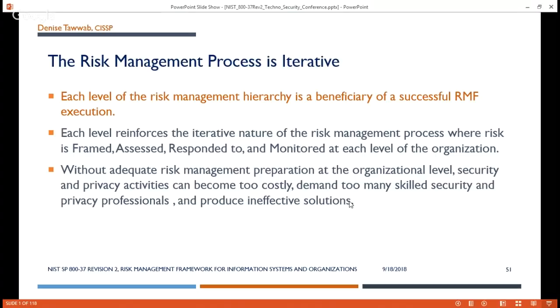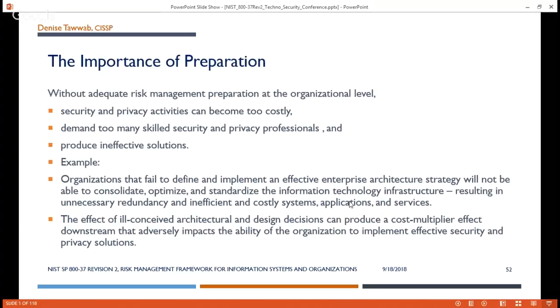So you have to actually think about this. Senior leadership actually has to think about this. If you start with the technology and just start bolting on solutions and technologies, you're not going to be effective. It's going to cost too much, and it's going to use up too many resources. Without adequate risk management preparation at the organizational level, security and privacy activities can become too costly. And I just said this, demand too many skilled security and privacy professionals, and produce ineffective solutions.